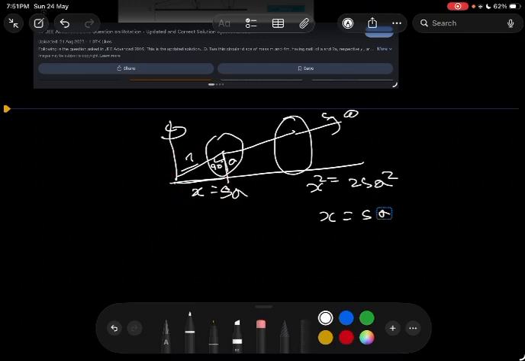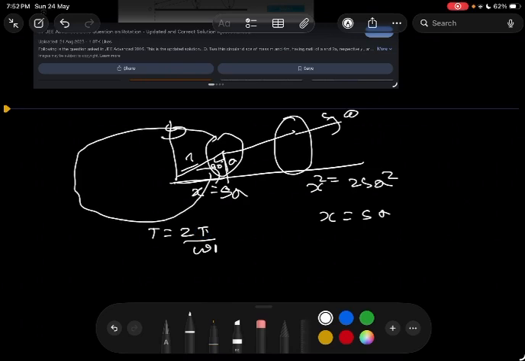Now what more are we going to do? We have to find the time period, which is T equals 2 pi by omega dash. For it to make a complete circle, it will rotate in a complete circular motion. So that's going to be the distance. The distance is the circumference of a circle, 2 pi r, which is 2 pi by 5a, which is 10 pi a, guys. This is the distance, and we want the time.